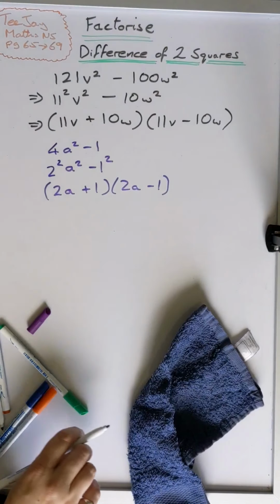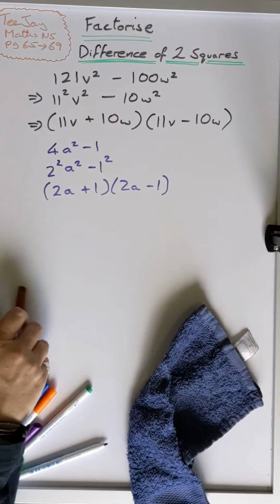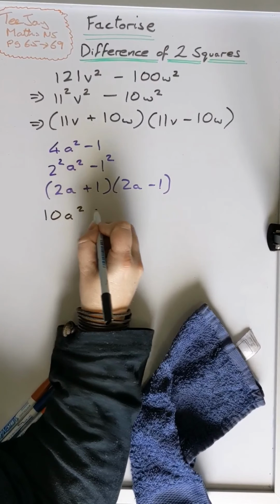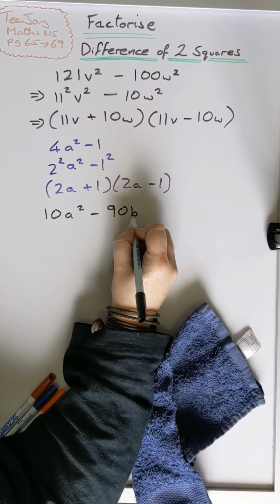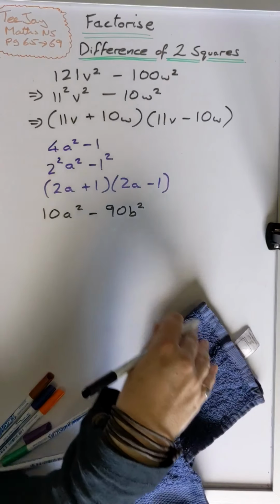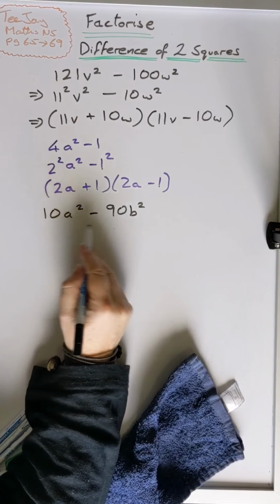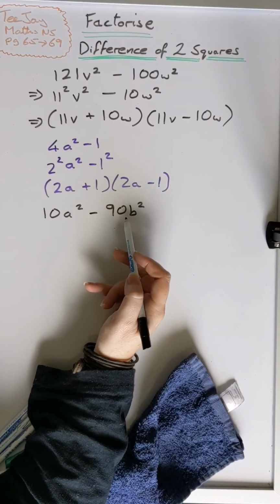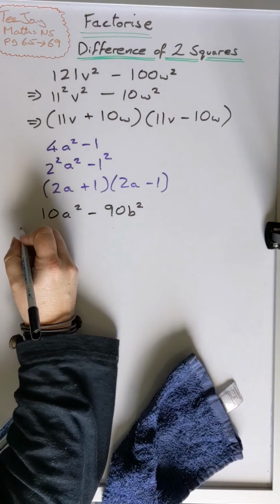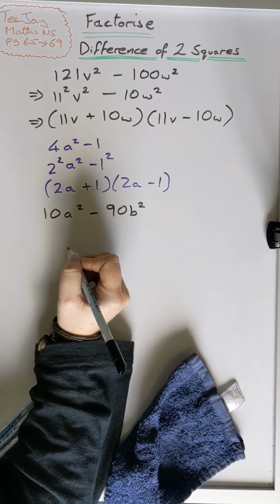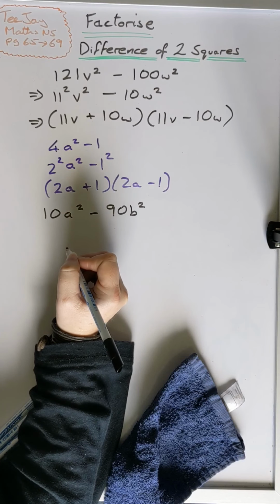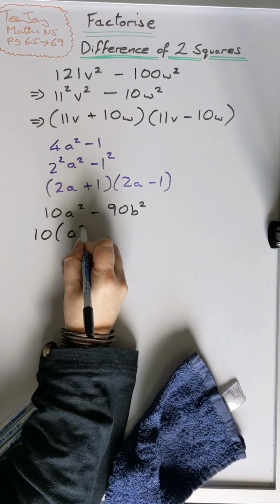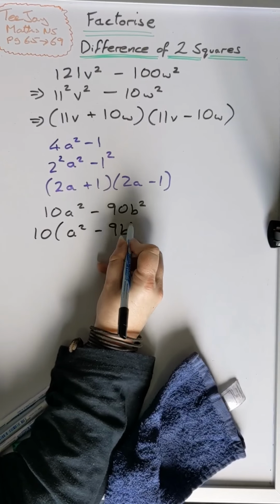And now I'm going to show you a harder example. If we have 10a squared minus 90b squared, what do we do there? We don't have squares. What we do have though is a common factor. So what you do first and always when you look at these is work out if there's a common factor before you attempt any factorising. So we have a common factor of 10, which gives us a squared minus 9b squared.